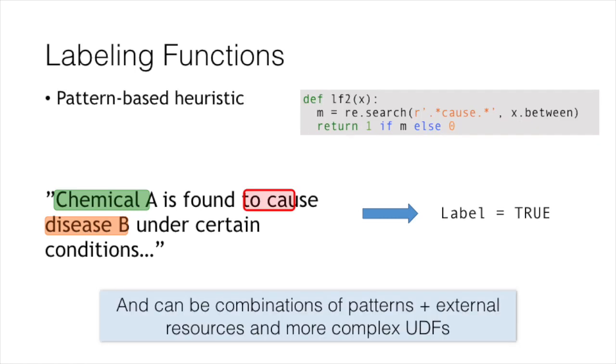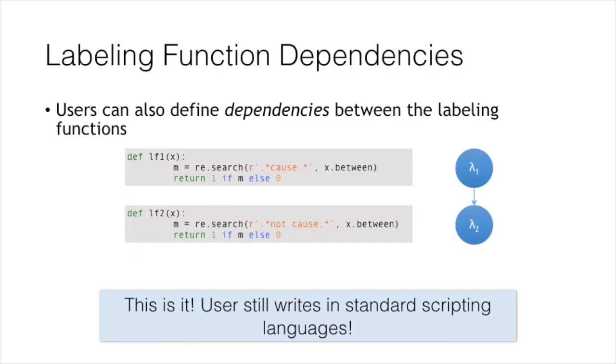Similarly, we can use simple pattern-based heuristics. We can say if the word cause appears in between, then we should label this as true. And we can use combinations of these heuristics and distant supervision techniques and combine them all under this simple framework. We can also define dependencies. If we know that one pattern looks for the word cause and one looks for not cause, we can actually add this complexity to the model in a very simple way. And it's still all done in standard scripting languages.